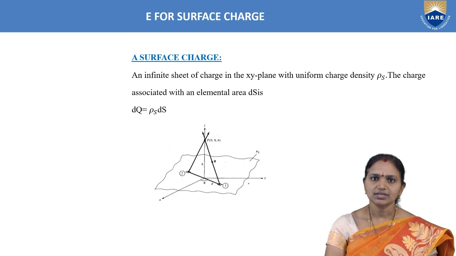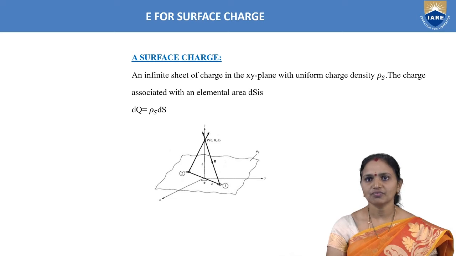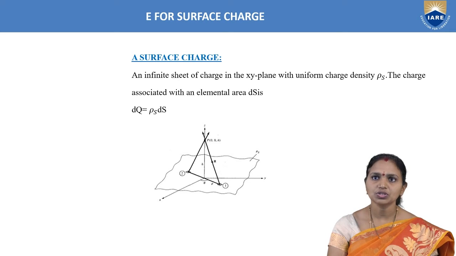In any charge case, whether it is a point charge, line charge, surface charge or volume charge, we are always trying to calculate the field at one point. That point we take as the field point. Here field represents either the calculation of E or the calculation of D, that means either electric field strength or flux density. Those parameters we are trying to calculate at the field point due to the source point. Now here our source is surface charge.